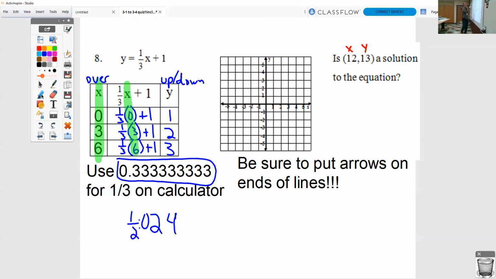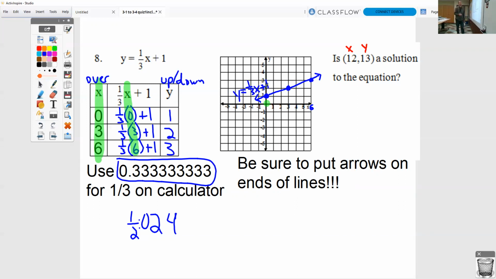So when we go to graph points, we always start from right in the middle. 0, 1, starting in the middle, over to 0, up to 1. 3, 2, starting in the middle, over to 3, up to 2. 6, 3, starting in the middle, over to 6, up to 3. It should form a straight line. These do. Connect the dots, put your arrows, and label your line.